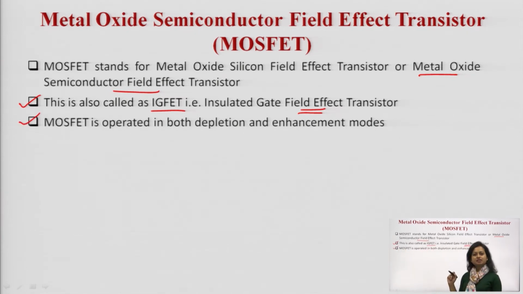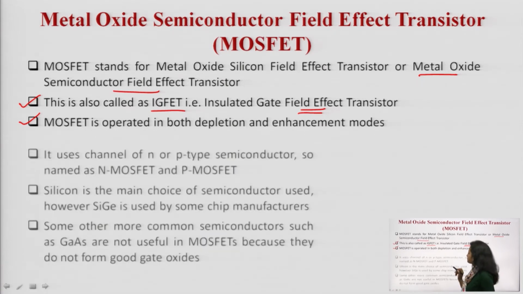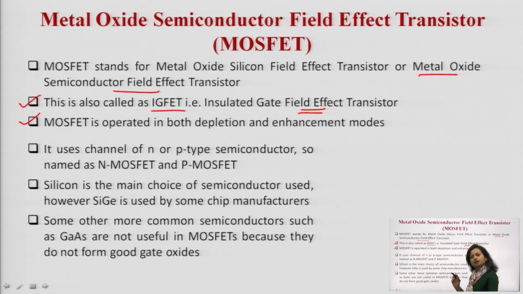And MOSFET can be operated in both enhancement and depletion modes. It uses either type of channel. The channel may be N-channel or P-channel. If an N-channel is there, it is known as N-MOSFET. If a P-channel is there, it is known as P-MOSFET. And silicon is the major choice of semiconductor used for the manufacturing of the MOSFET. But some manufacturers use silicon germanium. This particular combination is also used by some of the manufacturers.